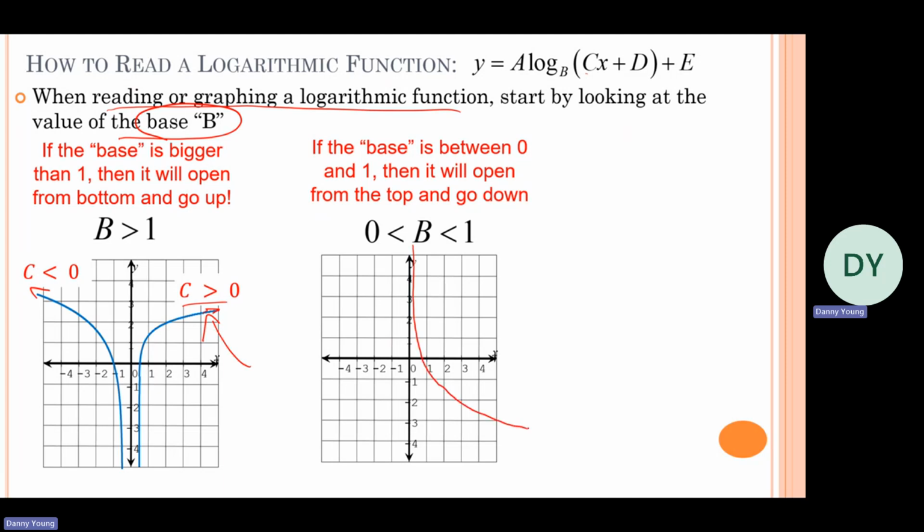And in this case, the value of C must be what? If it goes this way, C must be bigger than 0. Excellent. What happens if it's like this? C must be negative. Yes or no, everybody? Again, can you write this down? It will open to the right when C is positive and open to the left when C is negative.